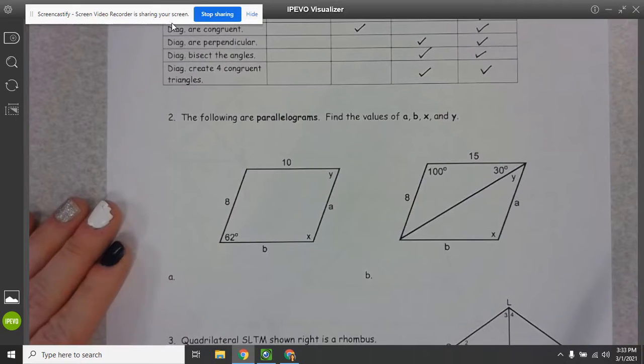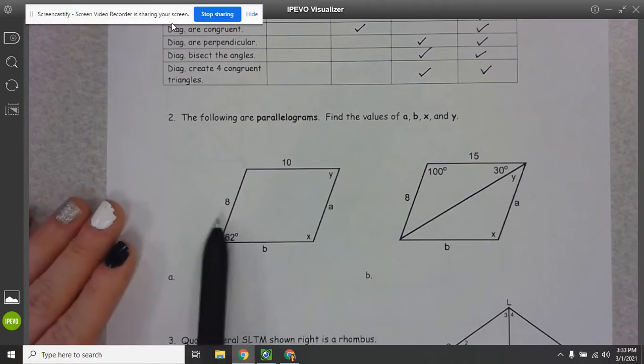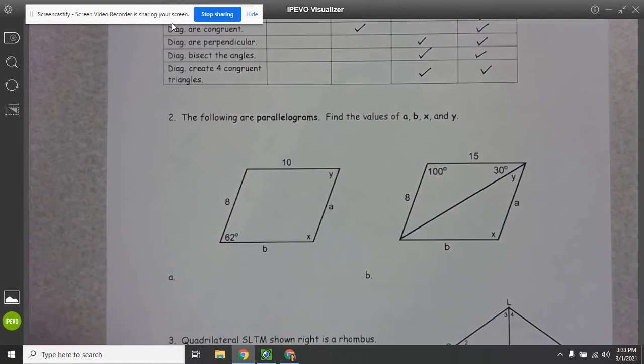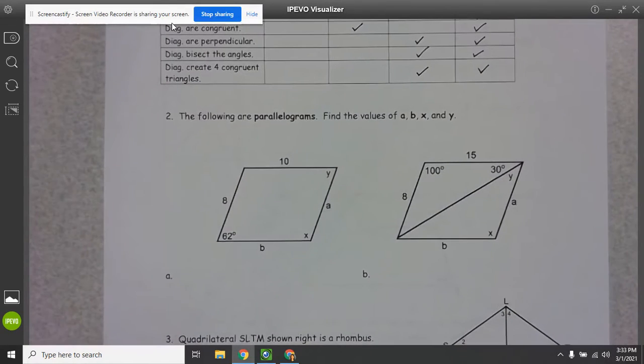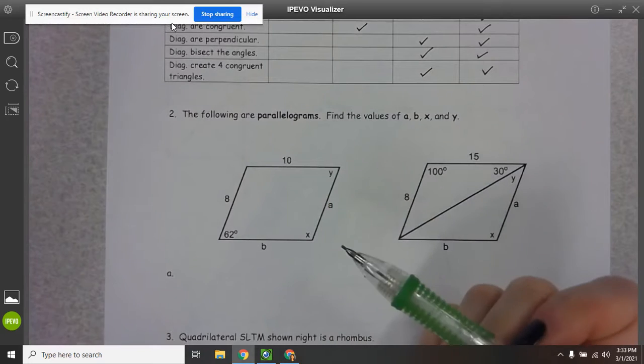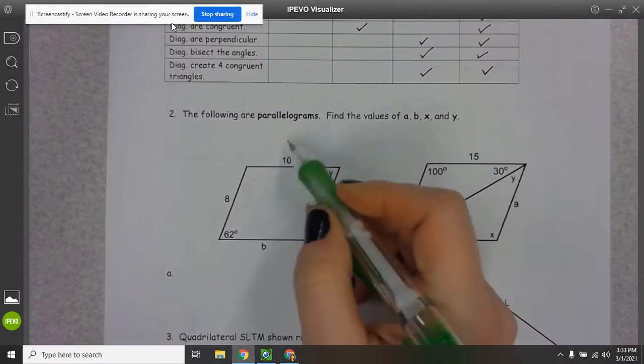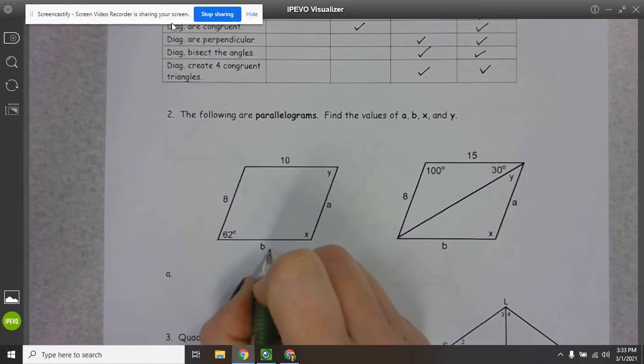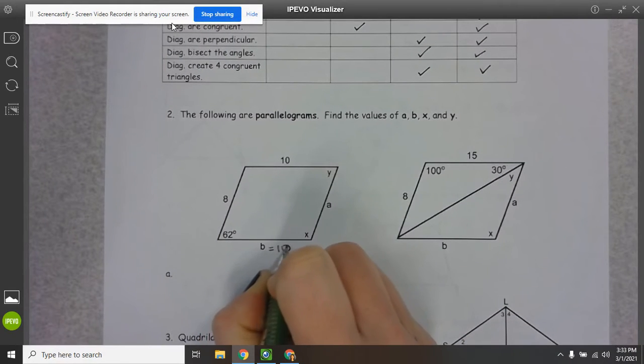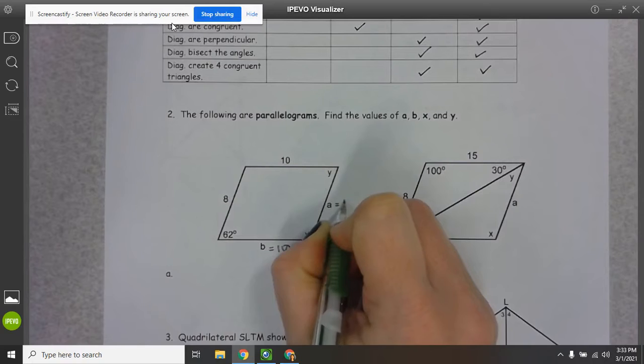So for number 2, A and B, we know both of these are parallelograms. And our goal is to find A, B, X, and Y. Now, of course, don't forget you do have access to your calculator should you need it. So these go back to yesterday. B is going to be the same as the side opposite from it, so this is going to be 10. Same thing with A.